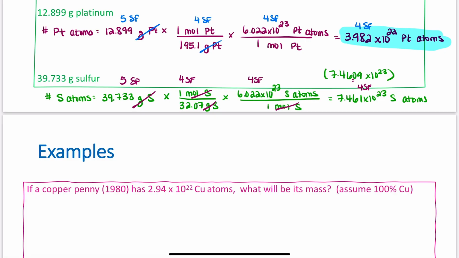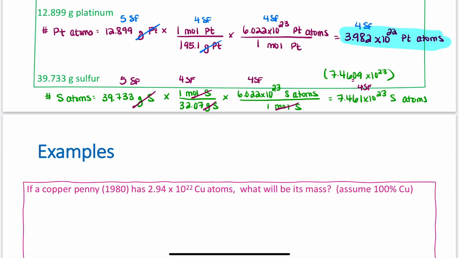Okay? Let's see. If a copper penny 1980 has 2.94 times 10 to the 22nd copper atoms, what will be its mass? The reason the year is emphasized there, I realize most of you won't care, but I'm going to give you a history lesson anyway. Copper is expensive, and so it's expensive to process and to put into pennies. And so back in 1983, they switched the penny from being primarily copper to just being a copper coating, so it still has the color. Current pennies are primarily zinc with just a copper coating, or they're in a copper shell. And I picked 1980 because I was born that year and I think it's fun. So there's your random history lesson in chemistry class.